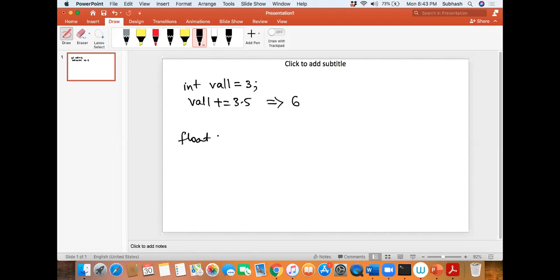It was float val2 is equal to 3.5f, which is floating point, and then we have val2 plus equals 3. Therefore, what is the type of val2 over here? It is floating point. Therefore, the result would be 3.5 plus 3, which is 6.5f.